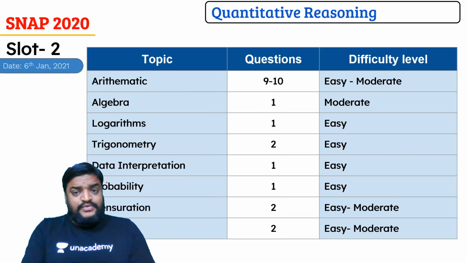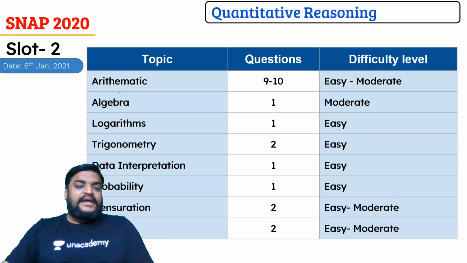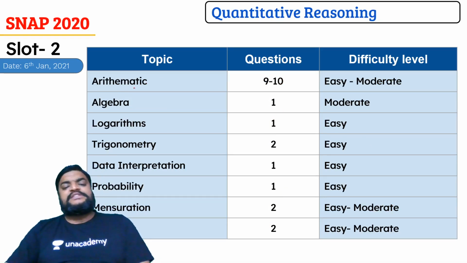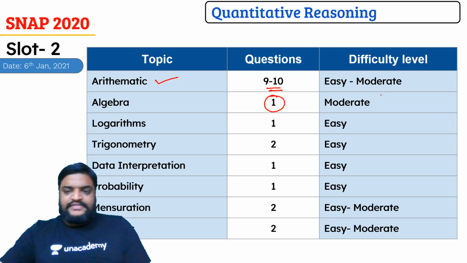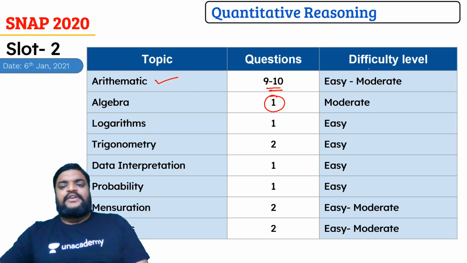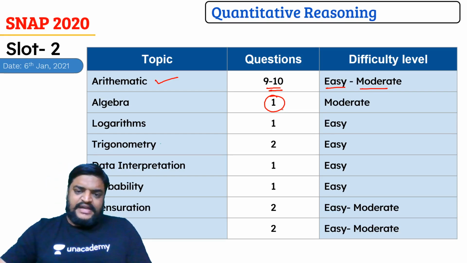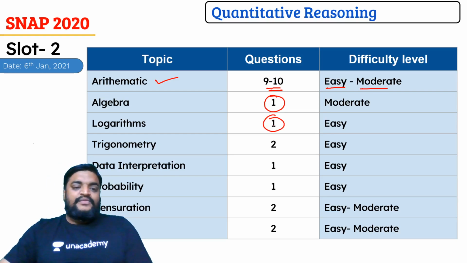Now, having said that, let's move to quantitative reasoning. Again, the paper was overloaded with very basic questions of arithmetic. We had 9 to 10 questions based on arithmetic. Surprisingly, they had 1 question from algebra this time, and that was of moderate level. Arithmetic questions were of pretty easy to moderate level, like finding the basic averages. There was a question from logarithms, which was easy.